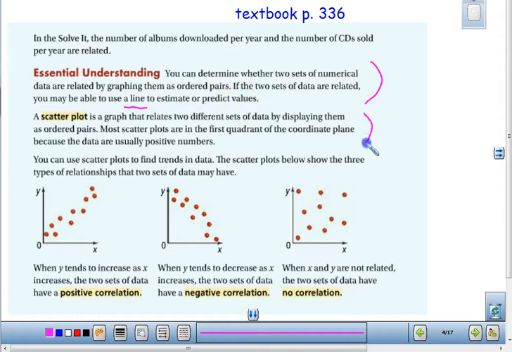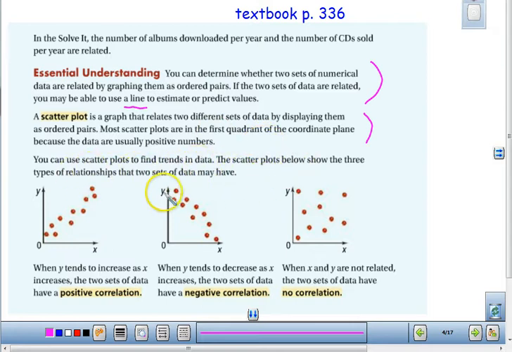Here's your definition of scatter plot. Again, pause it and write it down. Read it through a few times. Does it make sense? It's a way of displaying our ordered pairs. And it talks about where they're always in the first quadrant. It says if you have a scatter plot, you find trends of data.